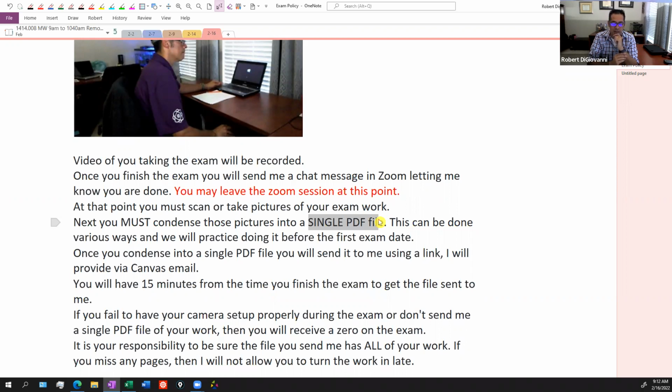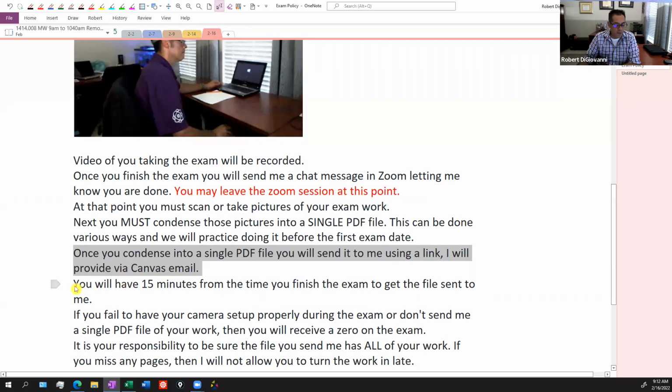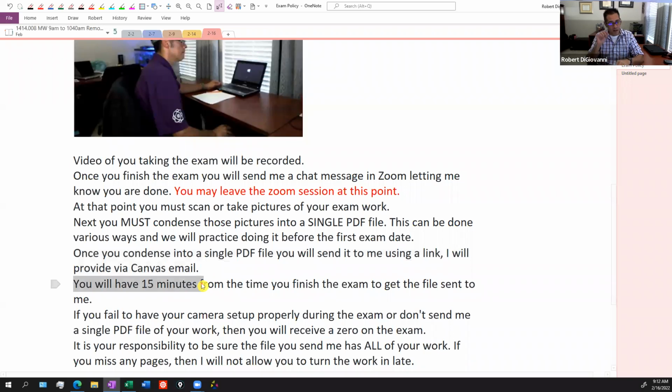All right. So once you condense it, you'll send it to me using the link. I will email you in Canvas. I will give you 15 minutes to do this. So from when you send me that chat and you say, hey, I'm done with the test, the clock starts. And you have 15 minutes to figure out how to get all those pages condensed to a single file and uploaded to Canvas. If you know what you're doing, it shouldn't take you more than 5 minutes, 10 minutes tops. I'm letting you have 15 just as a little buffer in case.